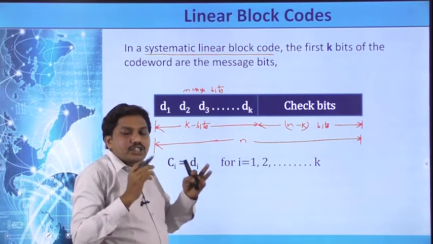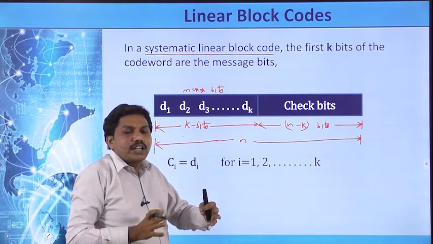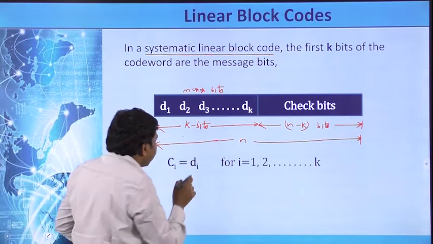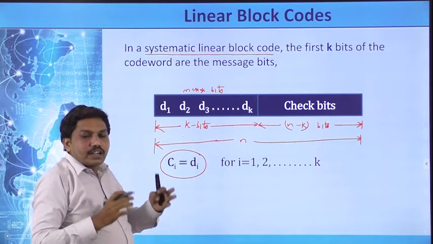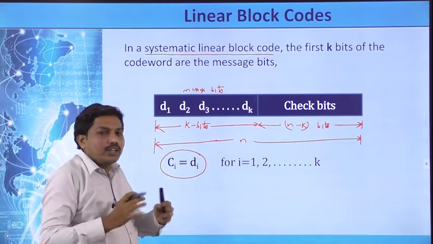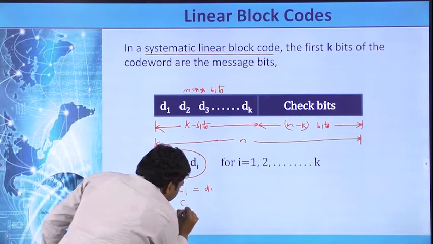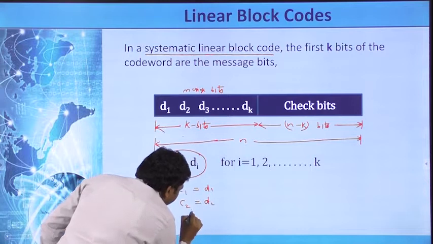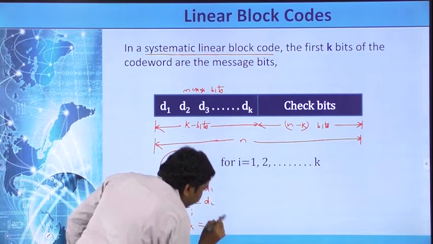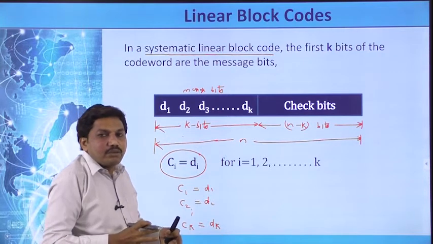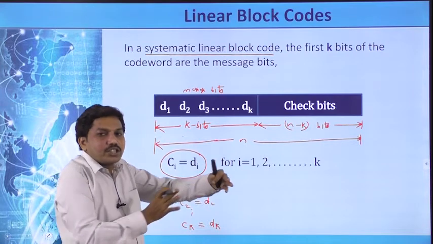So in the case of systematic block codes, the first k bits are nothing but your message bits. That indicates Ci equal to di. What it means? C1 equal to d1, C2 equal to d2, up to Ck equal to dk. That indicates the first k bits are nothing but the message bits. The rest of the bits are the check bits.